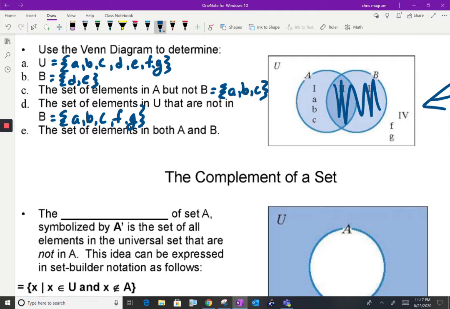Then part E, the set of elements that are in both A and in B. So what's in A and in B? This part right here. So just the letter D. There's only one element that's in both. Alright, so that's kind of the basics about just generic Venn diagram stuff and listing what's in different parts.